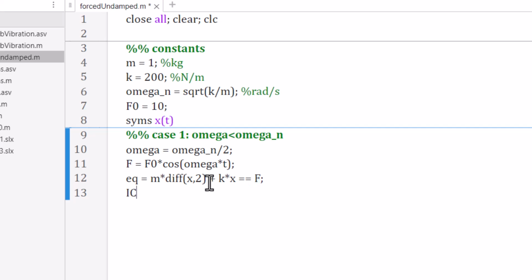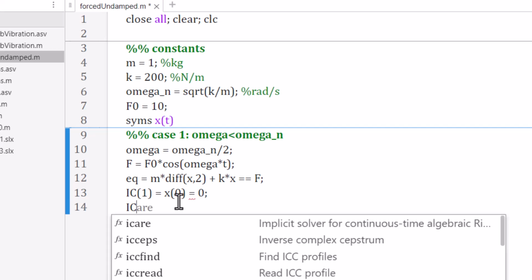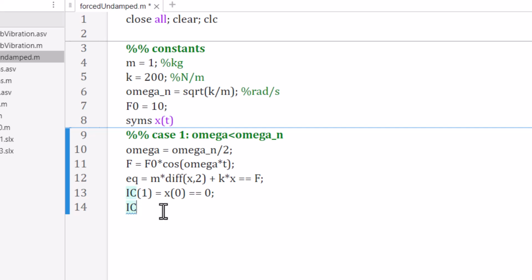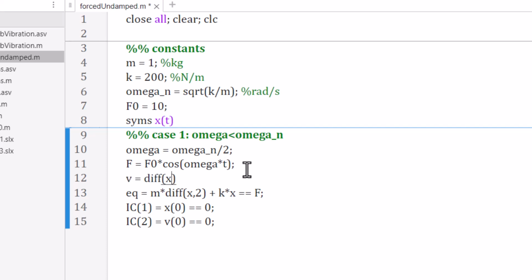I need to define initial conditions. So I need 2 initial conditions. And the first one states that let's assume the system is initially at rest. So x naught is going to be equal to 0. And for IC2, I take v naught to be equal to 0. So the system is originally at rest and at the equilibrium position. I haven't defined v yet, so I do it here. v is the first derivative of x.